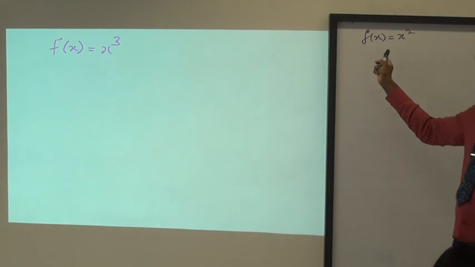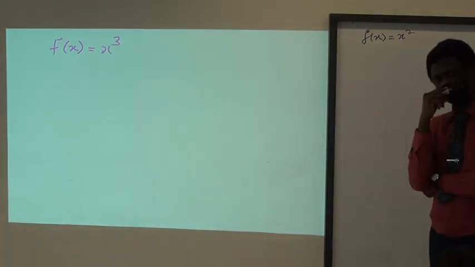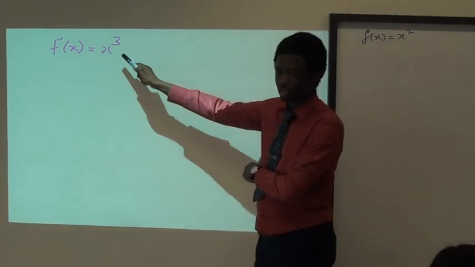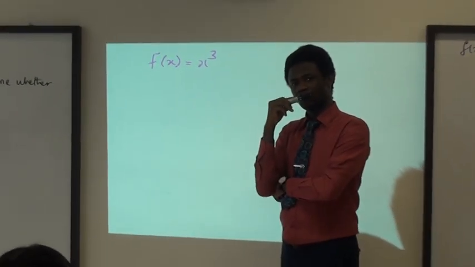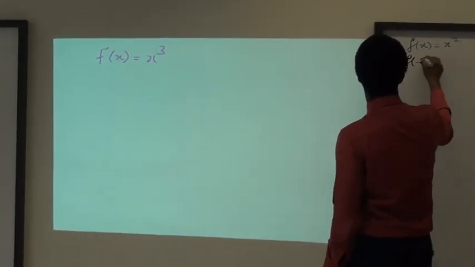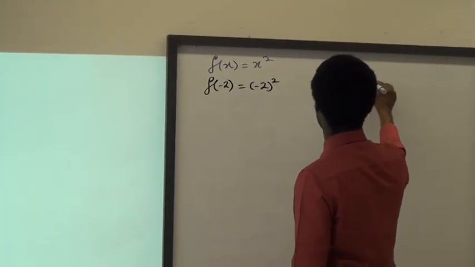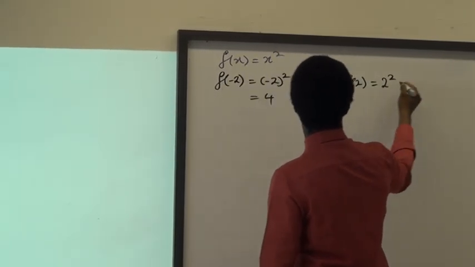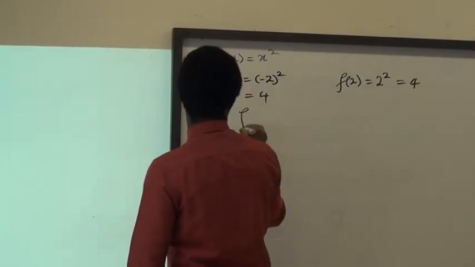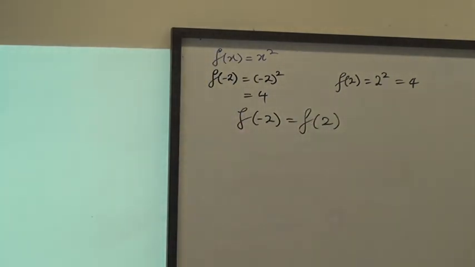What happens when you substitute both the negative and positive in here? You get the same. But what happens when you substitute in here? Not the same, right? So basically, if you put f of minus 2, you get that. If you put f of 2, you get that. This is 4 and this is 4. So you get the same. Is it true? Yes.